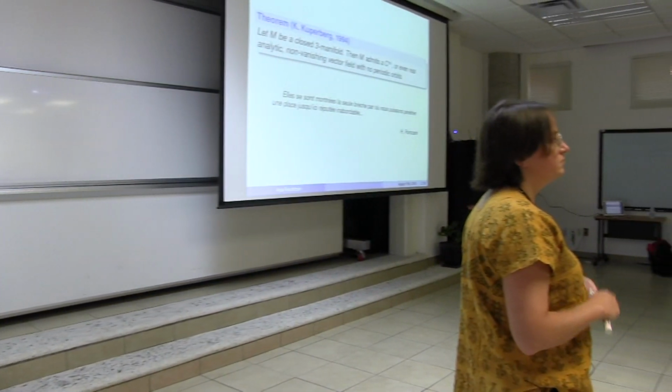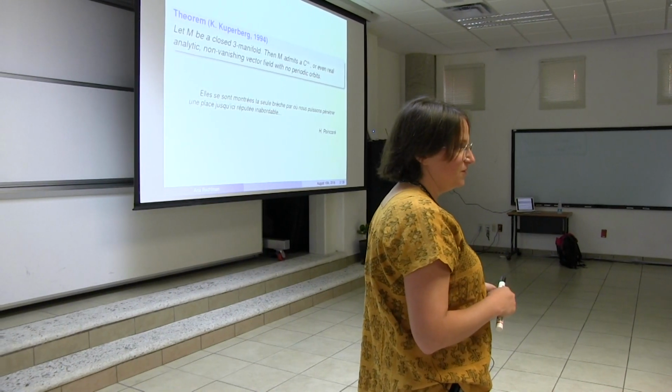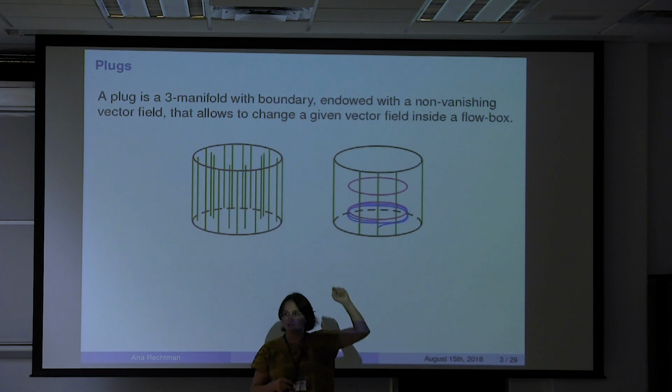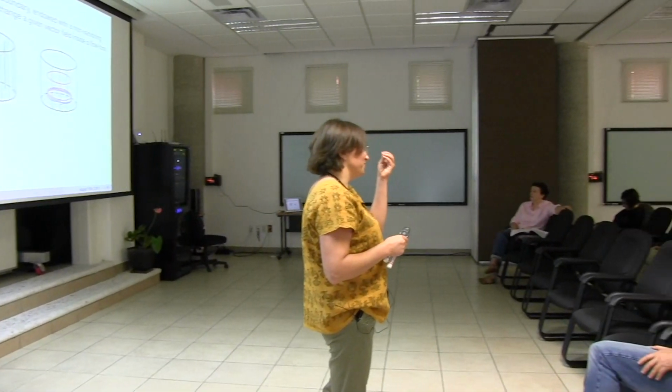And you want to make it in such a way that you're not creating new periodic orbits. Okay? So a plug is going to be a three-manifold with boundary, with a non-vanishing vector field, obviously, because I don't want to get out of the vector fields that have singularities, where you're going to change the vector field for something. And here there are periodic orbits in that drawing, obviously. But the breakthrough that Christina managed is to do a plug without periodic orbits inside.